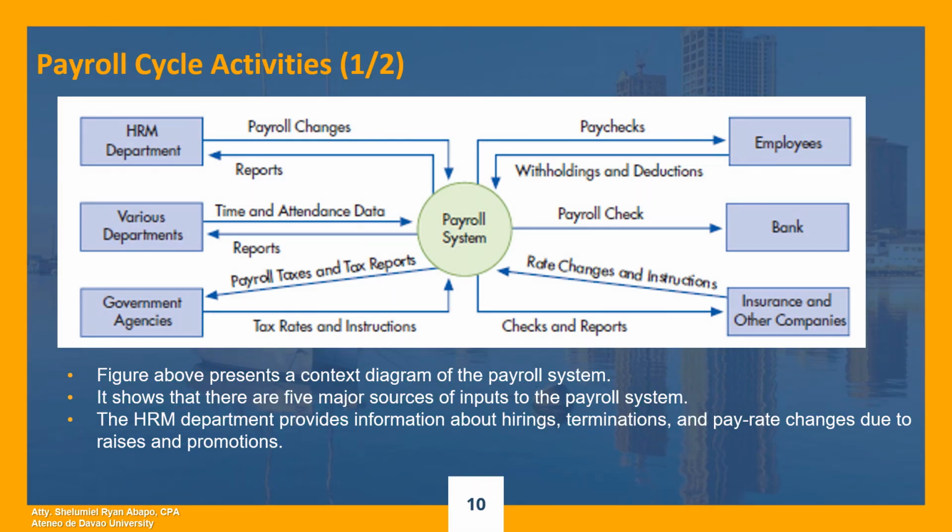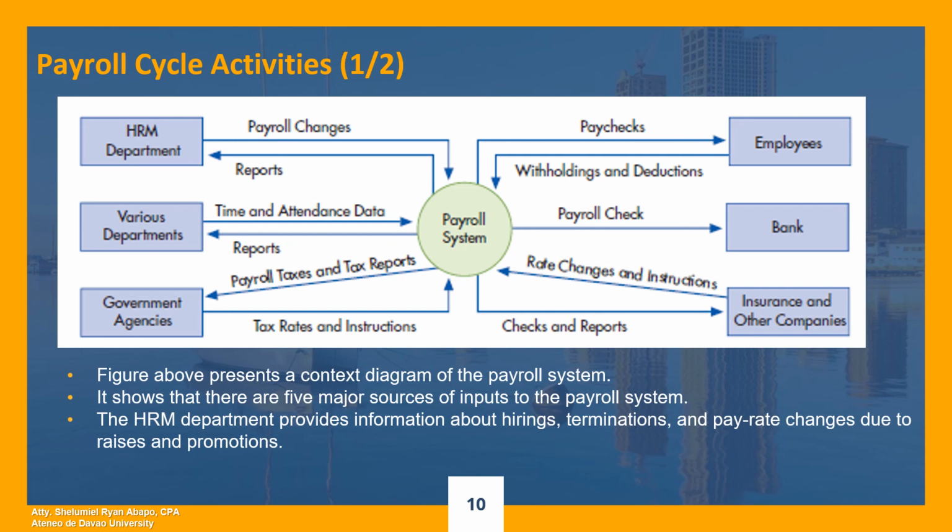Now let's proceed to the payroll activities. Okay, so the payroll activities as shown in our context diagram show that there are five major sources of inputs to the payroll system. The Human Resources Department provides information about hirings, terminations, and pay rate changes due to raises and promotions.